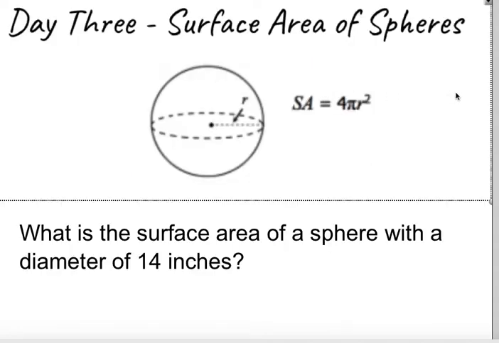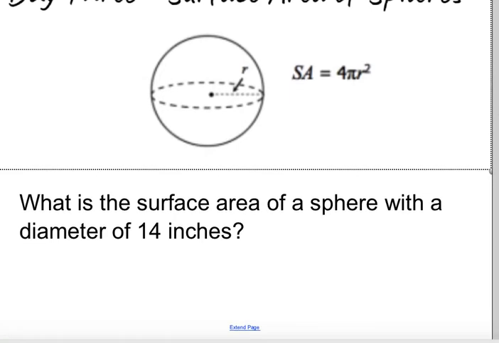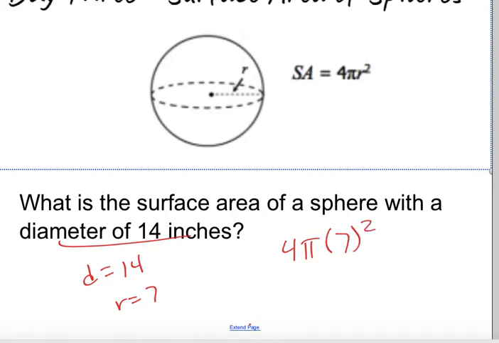The second question here is saying, what is the surface area of a sphere with a diameter of 14? So here's what I was saying about they're giving you the diameter, and you need to find the radius, which would be half of that, being 7. And so the surface area is going to be 4 pi times 7 squared. So 7 squared is 49, times 4 is 196. So 196 pi inches squared is the surface area.